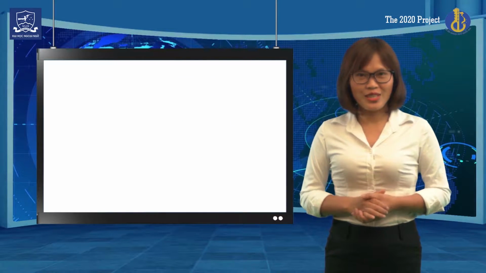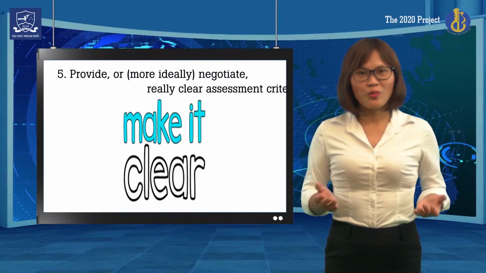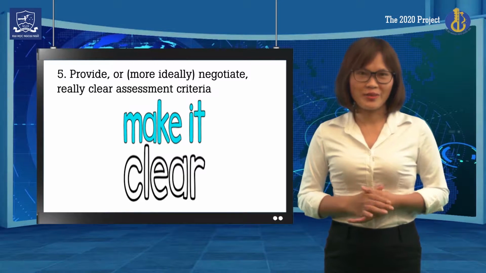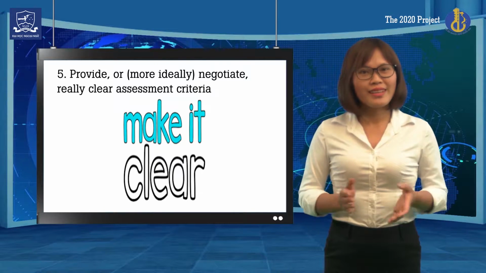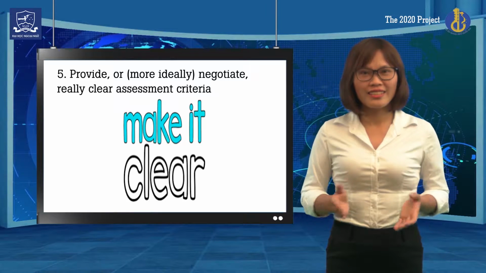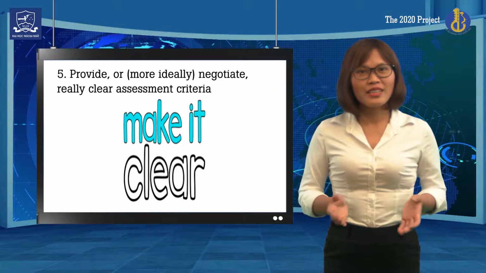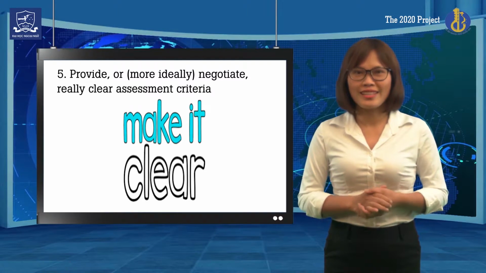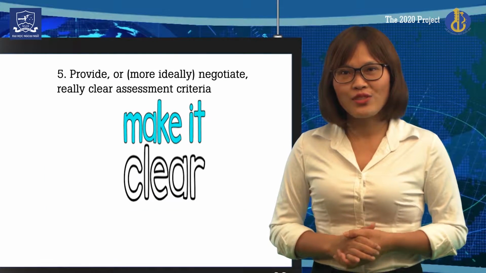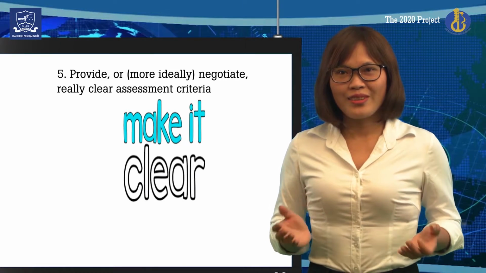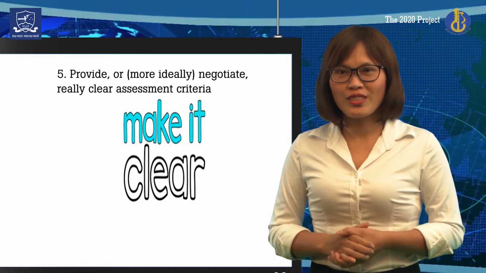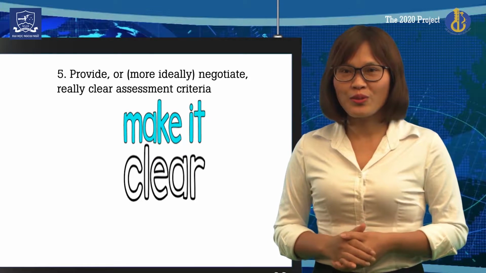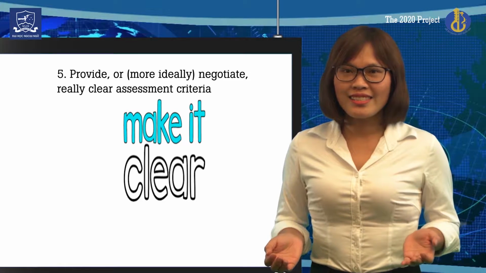The next consideration involves providing or, more ideally, negotiating really clear assessment criteria. Peer and self-assessment should be conducted in ways that directly involve students in the identification of criteria and standards which relate to this work. There are particular benefits for students to develop their understanding of success criteria through discussion, guidance, and illustration.